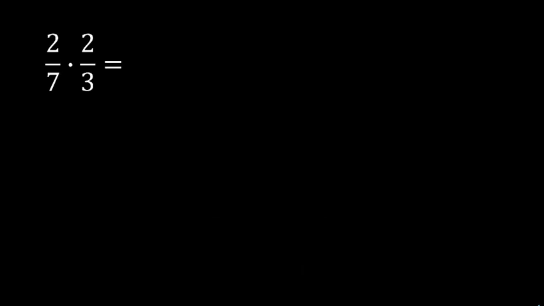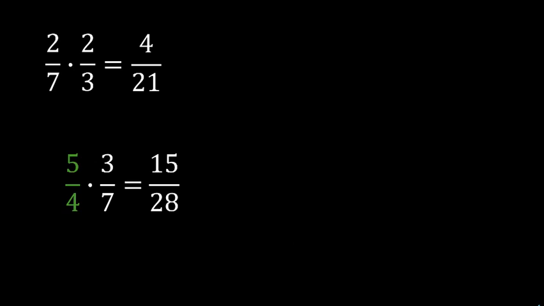Let's practice a few. If I have 2/7 times 2/3, I'll give you a little bit to think. I'm going to do top times top, 2 times 2 is 4, bottom times bottom, 7 times 3 is 21. Now I have 1 1/4 times 3/7. The first thing I'm really going to need to do is take that mixed number, 1 1/4, and make it into an improper fraction. So I'm going to do 1 times 4 plus 1. That's going to give me 5/4. And then I'm going to do top times top, bottom times bottom. And that's going to give me 15/28.